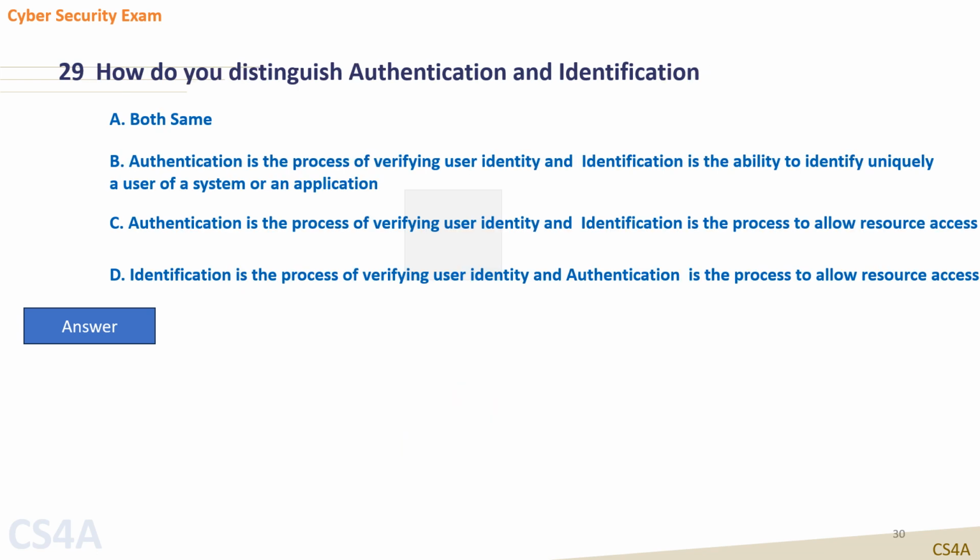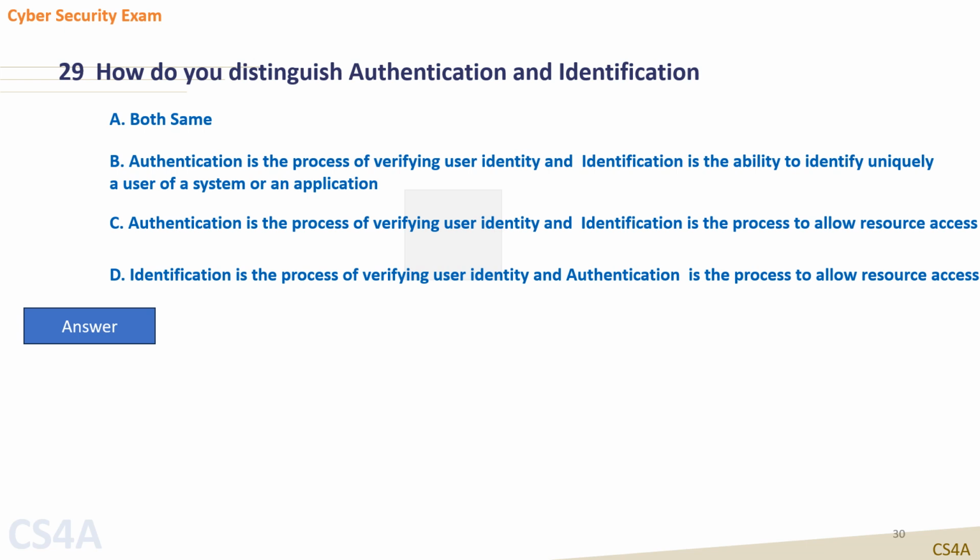So here the question is, how do you distinguish between authentication and identification? Option A, both same. That is not correct. There is a slight difference. Option B is authentication is a process of verifying user's identity. That is correct. And identification is the ability to identify uniquely a user of a system or an application. This is the exact definition of authentication and identification.